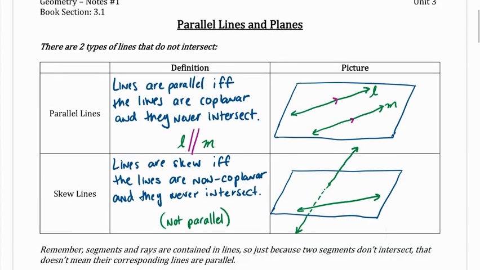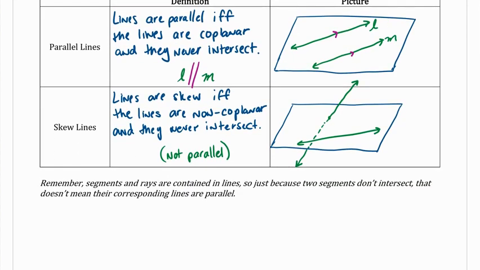Okay, parallel and skew. One thing to keep in mind here, this next sentence says, remember, segments and rays are parts, or they're contained in lines. They're parts of lines. So just because two segments don't intersect, that doesn't mean that their corresponding lines are parallel. Here's what I mean by that. If I draw these two segments, we'll make segment AB here, and then I'm going to make segment CD like this.